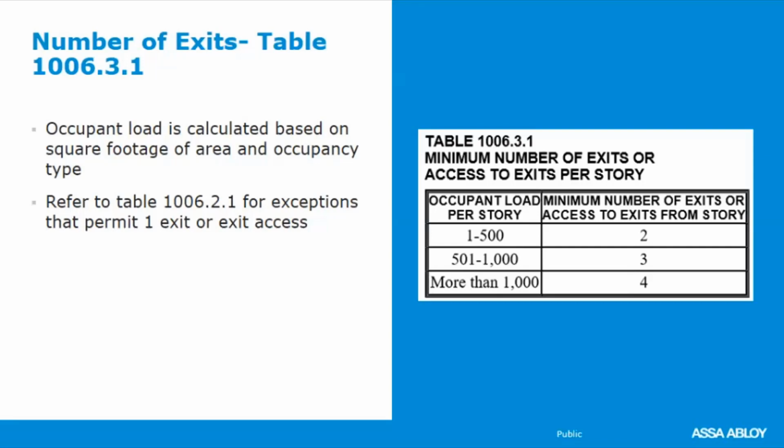And the number of exits is calculated based on the square footage of the area under consideration, and the occupancy type, how that room or space or building is actually being used. As I mentioned, there are some exceptions that allow for one exit or one exit access door, and that would be in Table 1006.2.1, and there are a lot of different factors involved in that.